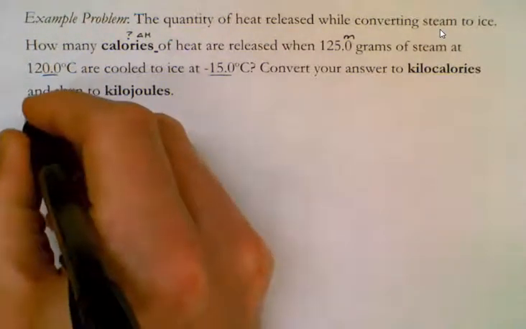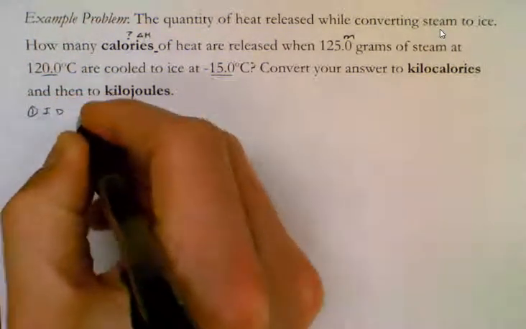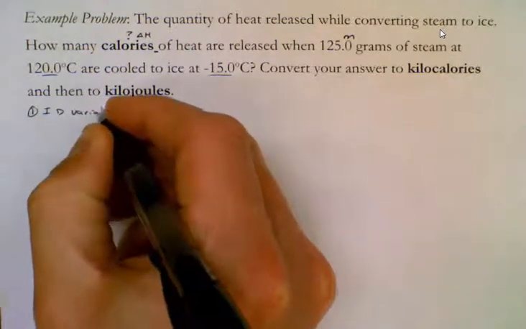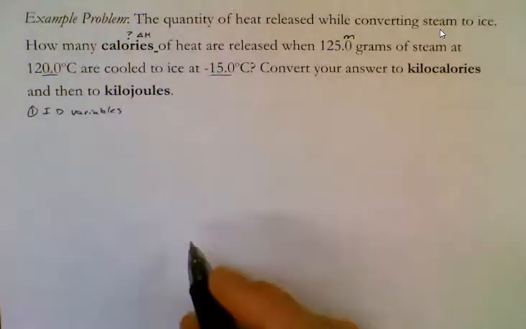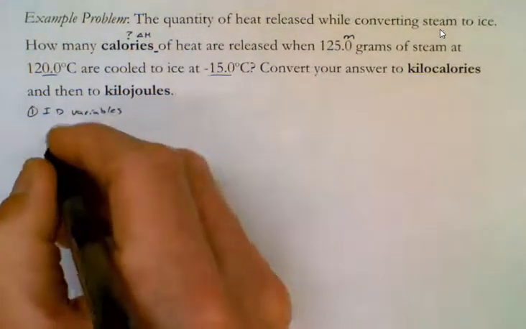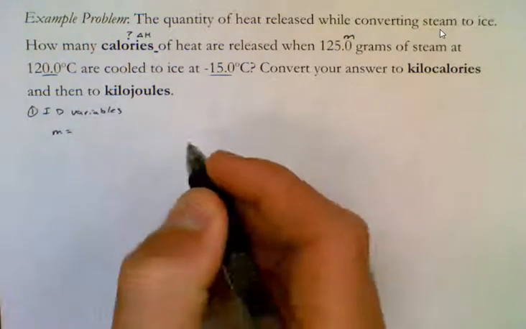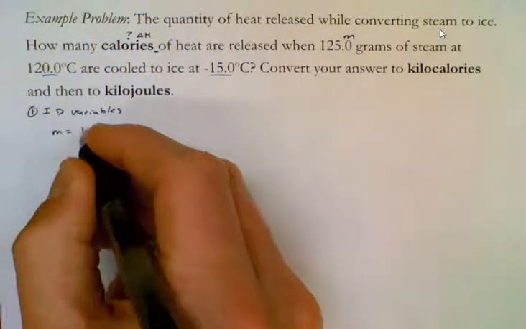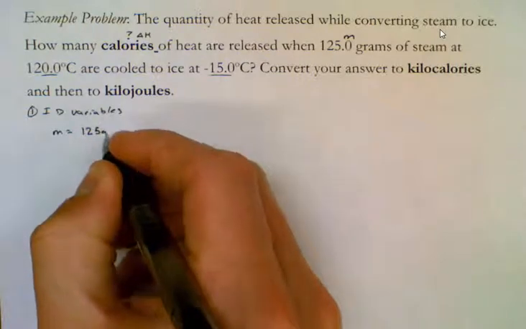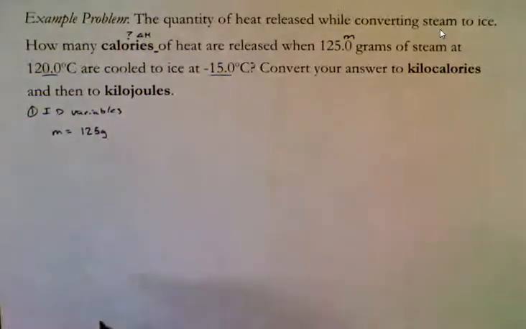So we need to ID our variables to start. And the only variable that we can really easily ID right now is going to be m, and that is 125 grams. Because this substance is water, we know some other facts about it, like the specific heat capacity of liquid water, but also for ice and steam, which are also numbers that you just need to have memorized.